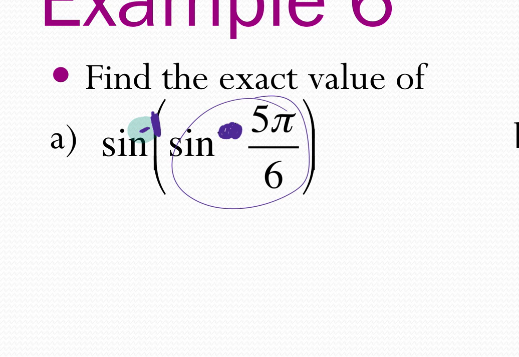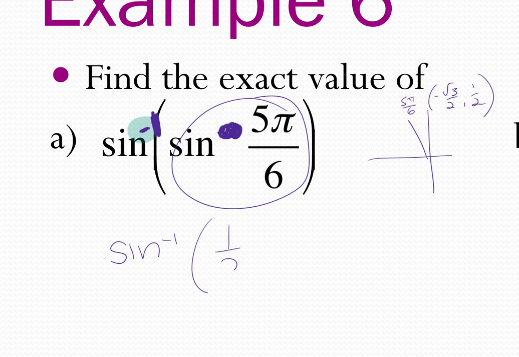How do I find sine of an angle? The y coordinate at 5 pi over 6. If we went through the work on Monday and we filled out our unit circle, I'm literally locating 5 pi over 6, which is in my second quadrant. And the coordinate point is -√3 over 2 and 1/2. And I'm giving what as its sine? 1/2. So now I'm doing sine -1 of 1/2.